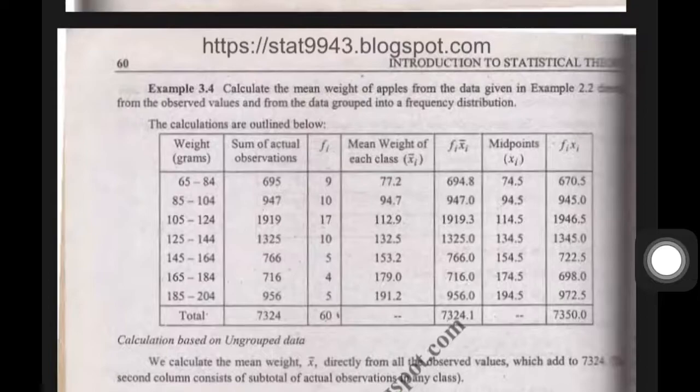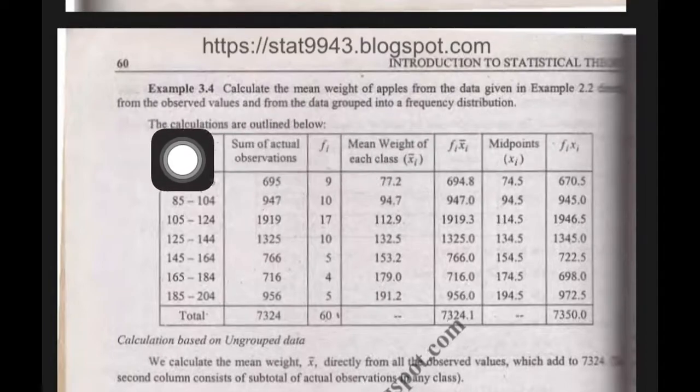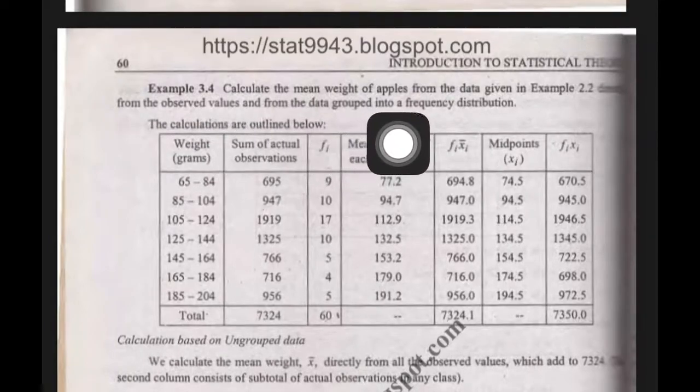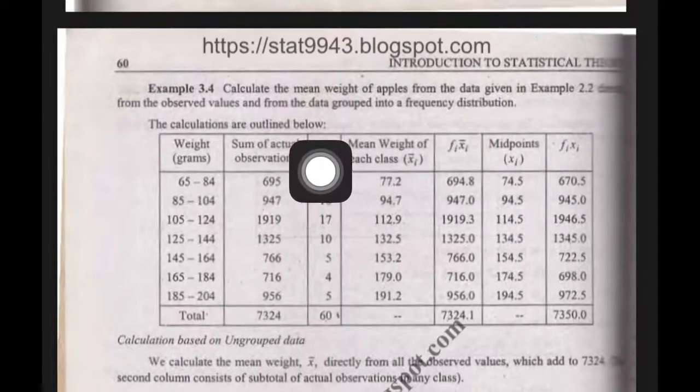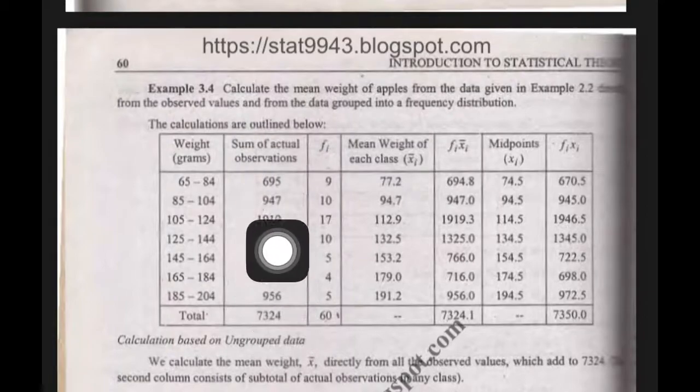So next here is the example for calculating the mean weight of the apples from the data of example 2.2, from the observed values and from the data grouped into the frequency distribution. This is basically the data given. These are the weights, these are the sums of the actual observations.